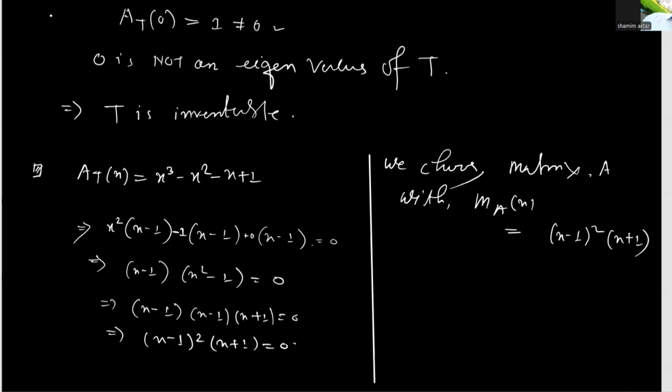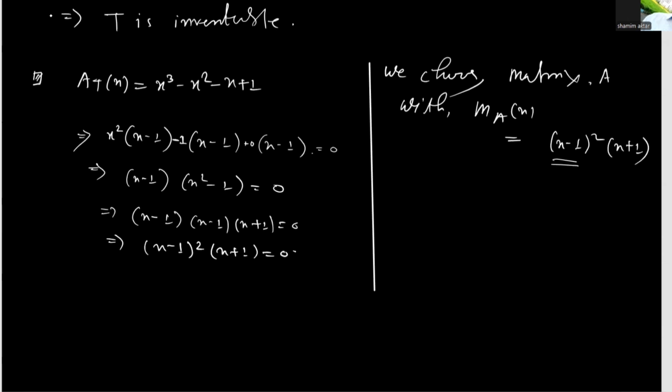We know that a matrix is diagonalizable if and only if the minimal polynomial has distinct linear factors. Here we choose the minimal polynomial m(x) equal to (x minus 1) whole square and (x plus 1), which does not have distinct linear factors. There is a repeated root here. So this implies this matrix is not diagonalizable.